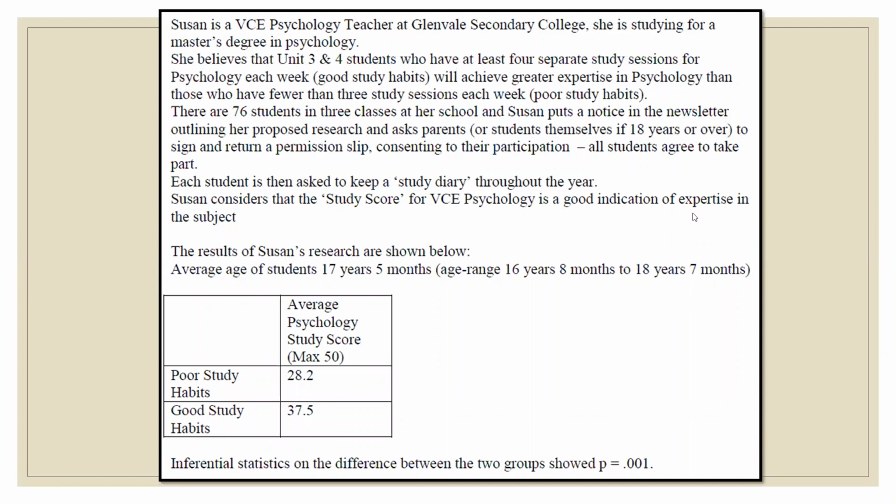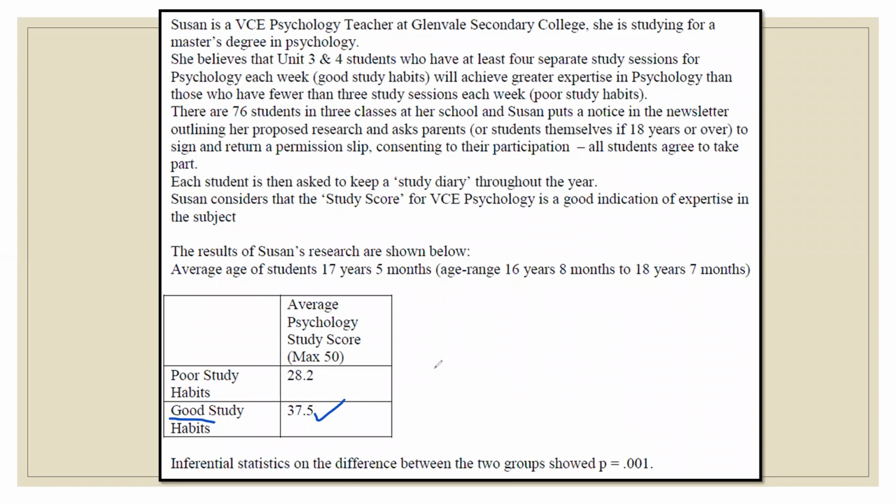Understand what it is that Susan is investigating. Start thinking about things like, what would the IV in this study be? What would the DV be? By looking at the results here, make a prediction. What we can see here is that students who show good study habits tend to do better. They tend to get higher study scores. So we already have a clue about whether Susan's hypothesis was supported or not, just by looking at those results there.